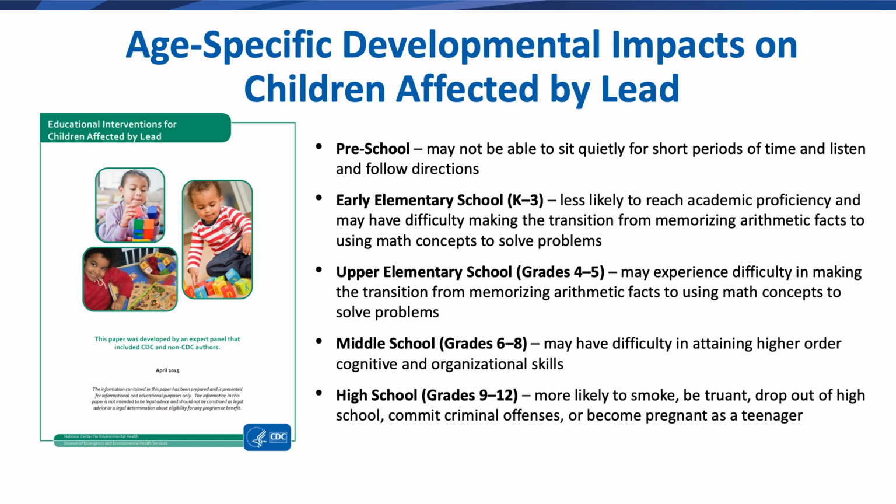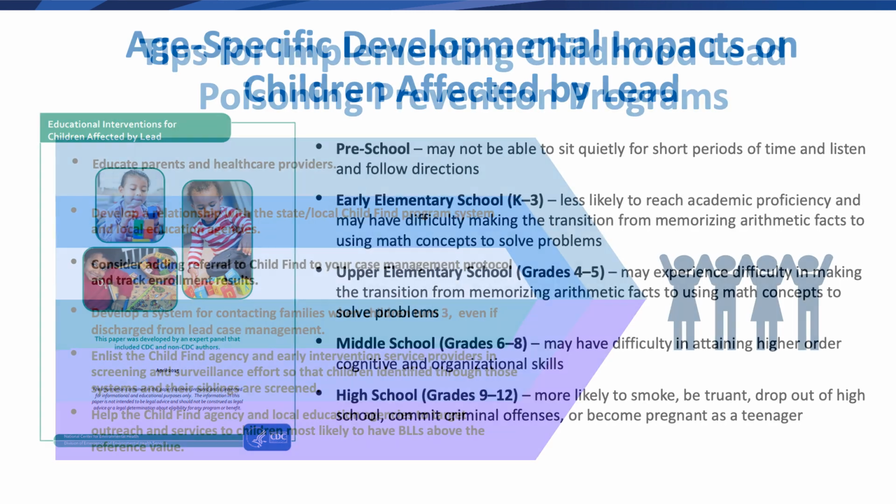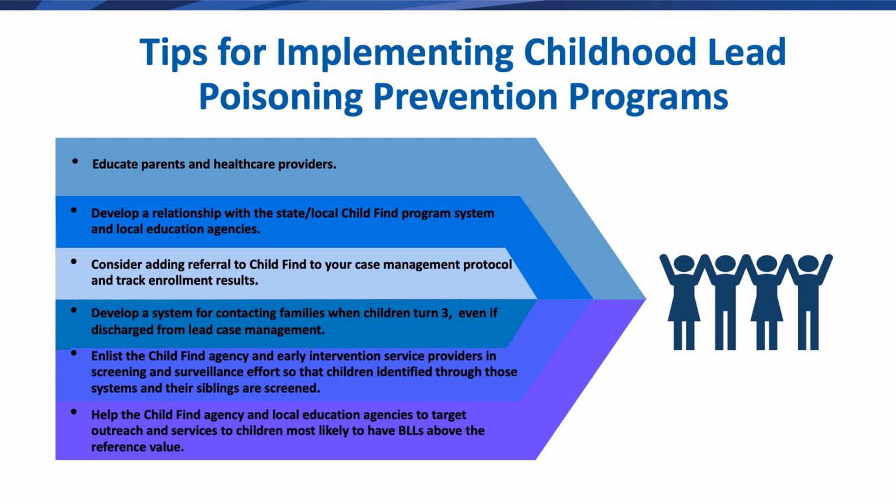Here is a snapshot of the cover of a CDC report on educational interventions for children affected by lead. The cover features pictures of young children. How do you implement a childhood lead poisoning prevention program that will help these children and will make sure that they get the kinds of educational supports that can help them? First, lead poisoning prevention programs need to educate parents and school providers. They need to know that lead exposure might not be an apparent problem until a child reaches a level where they're no longer able to function.